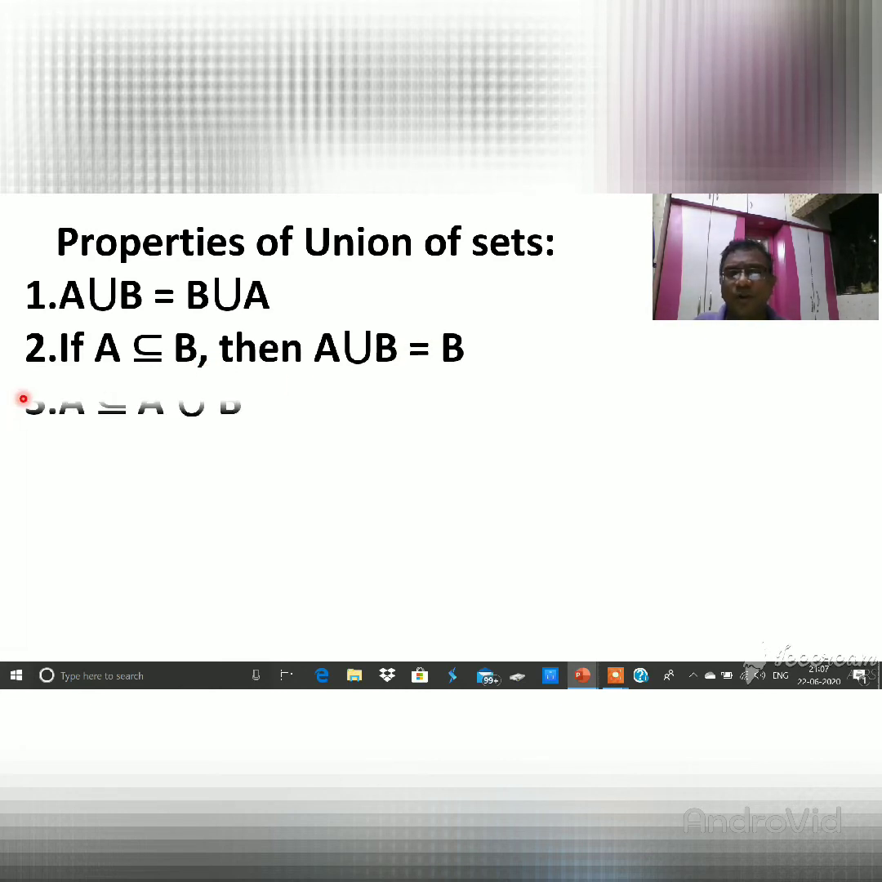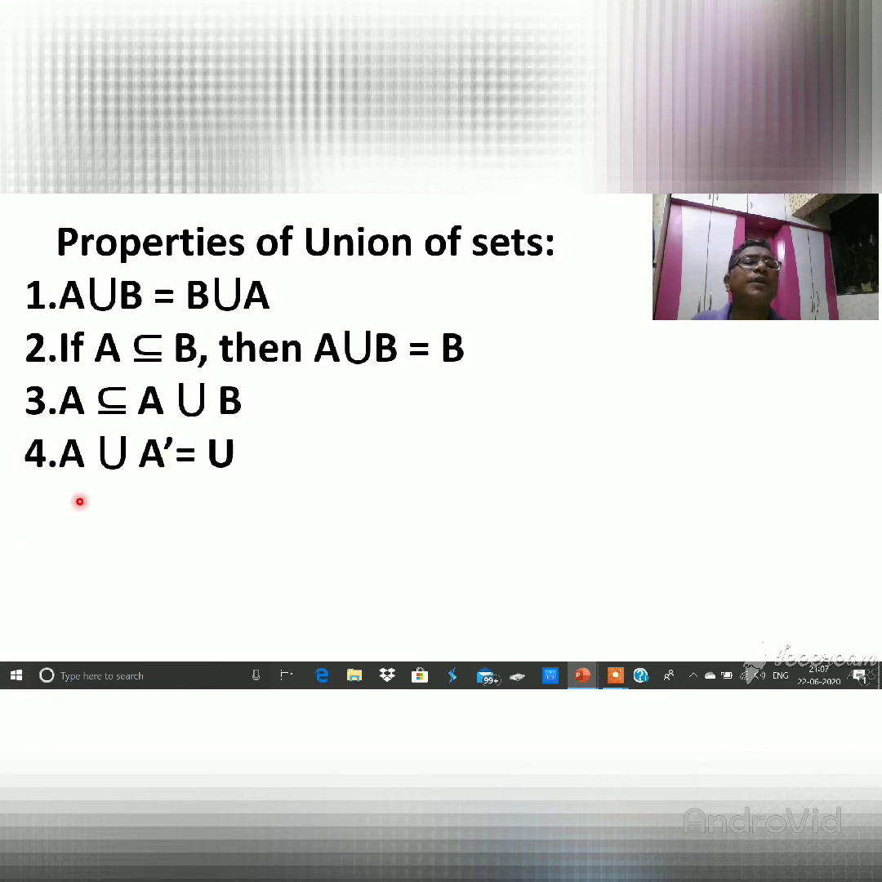Then we can see the third property. There is A subset of A. We say every person is equal to itself; in such a way each set is a subset of itself. So A is a subset of A, and it is the union with B.